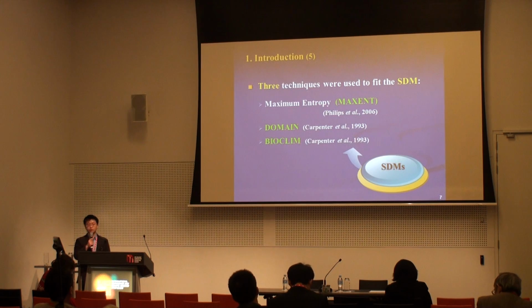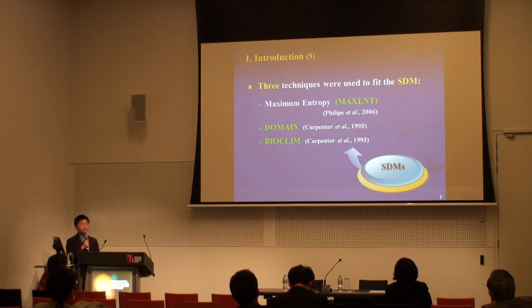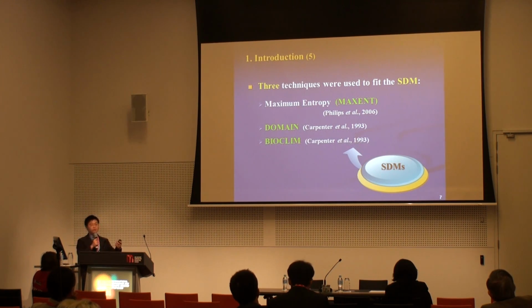And we will use 3 models to predict the potential habitat of a single tree species: the maximum entropy model, the domain, and further the biology model, since much of the literature and others also recommend these 3 models. They are very popular in other cases.